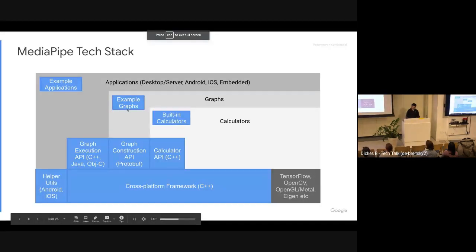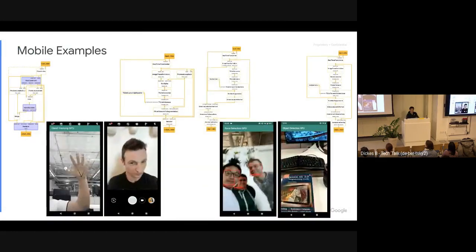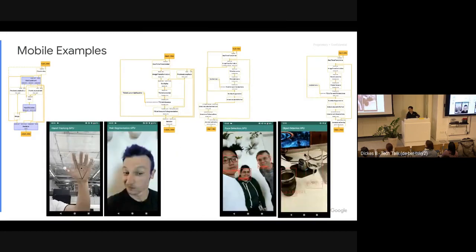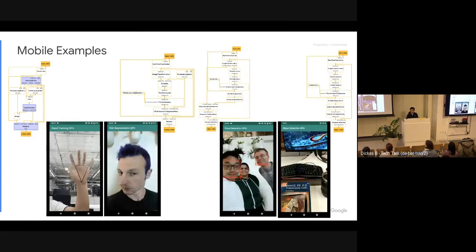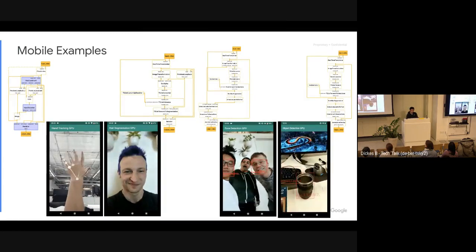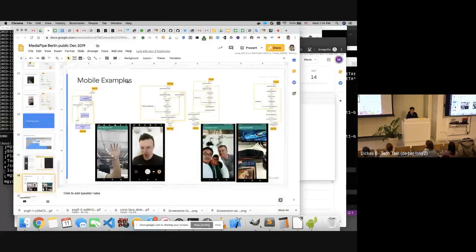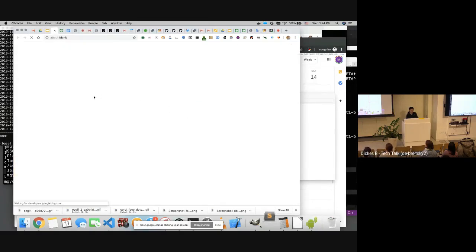And as part of the open source, we have examples, right? And I'll show you some of the examples that we have available. So these are the examples we have available, open source: hand tracking, hair segmentation, face detection, and then we have object detection and tracking now. So this morning, we just released the object detection and tracking. So let me show you an example.